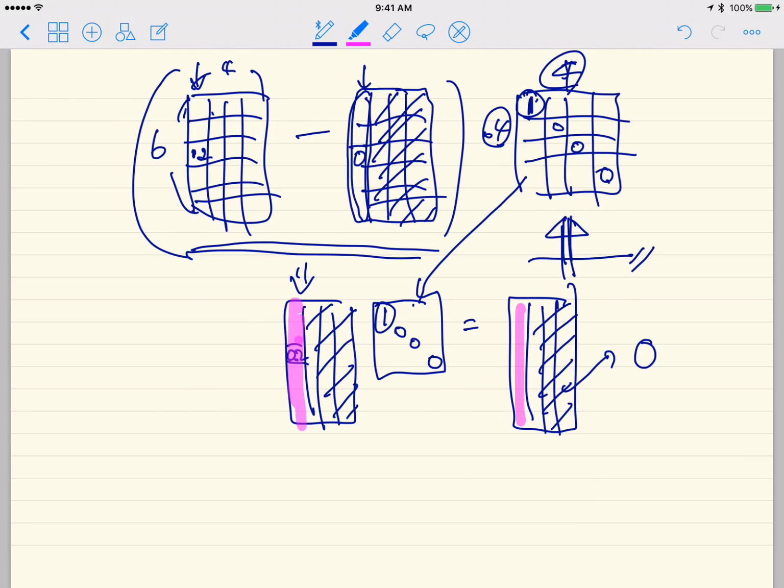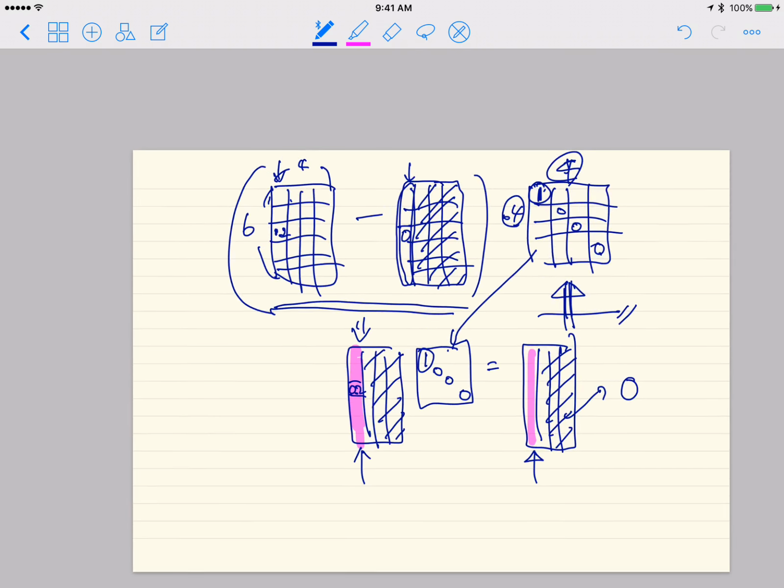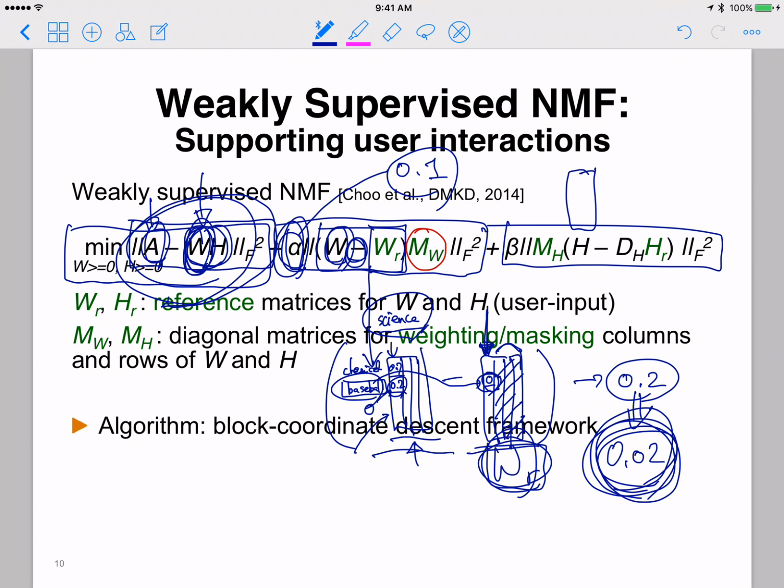And then if we compute their Frobenius norm, we can make the difference of only the columns that we supervise. We can make the column that we selected contribute to our loss function. So that's why we incorporate this kind of masking matrix.